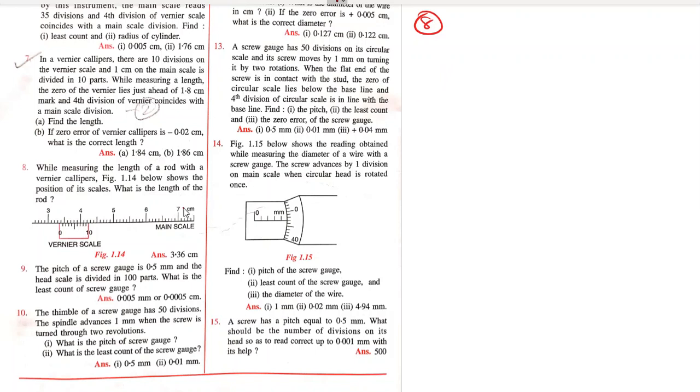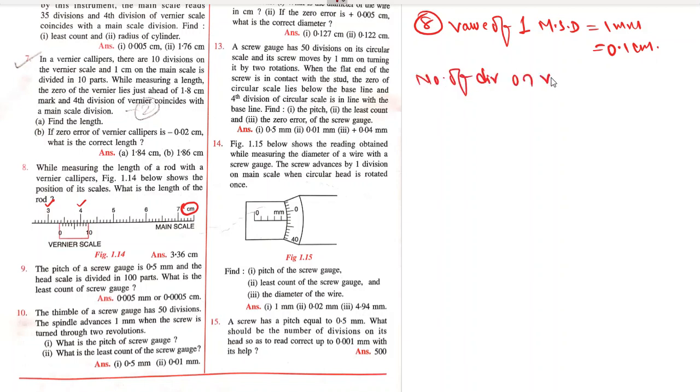We can see from the figure that the main scale is calibrated in centimeters, and in each centimeter, like from 3 to 4 centimeter, there are 10 divisions. So 1 centimeter is divided into 10 divisions. So the value of one main scale division is equal to 1 mm or 0.1 centimeter. This we know from the figure. Number of divisions on the vernier scale, that also we know, that is 10. Number of divisions on the vernier scale is 10.